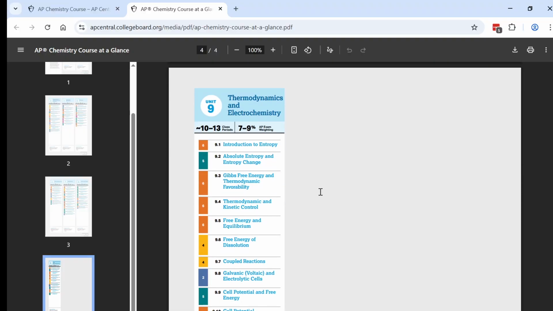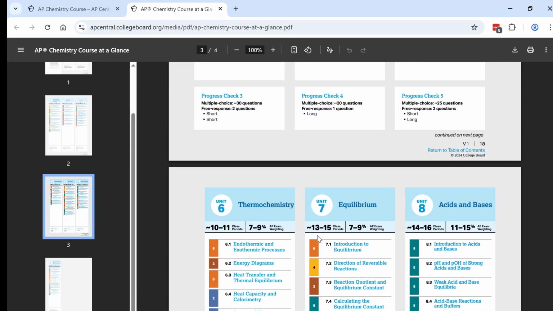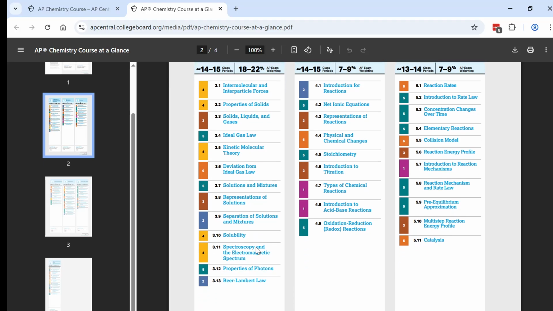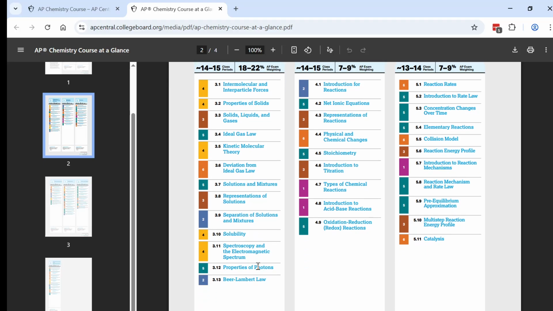Thermodynamics and electrochemistry, 7 to 9. So most things are 7 to 9%, with a couple of exceptions. Acids and bases are big. Properties of substances and mixtures: IMFs, interparticle forces, properties of solids, all the gas stuff, solutions and mixtures, separating solutions and mixtures, solubility, spectroscopy, Beer-Lambert law, properties of photons. That's a big section. I don't necessarily agree with how they've organized it, as you can see by the fact that I did not follow their organization, but whatever.